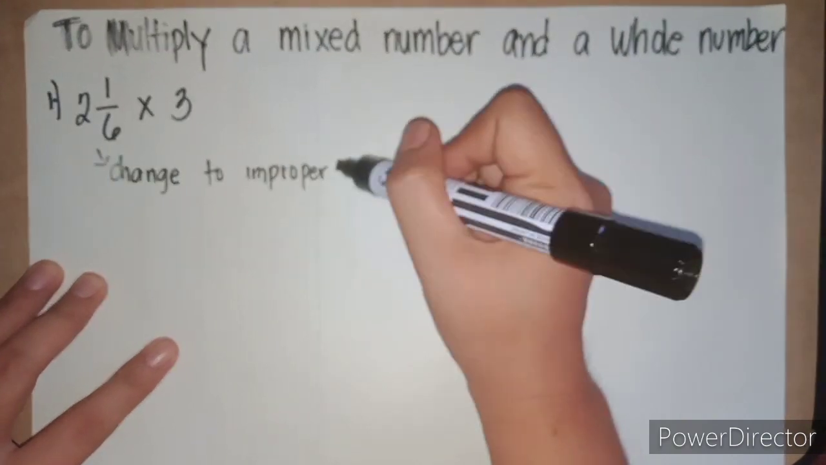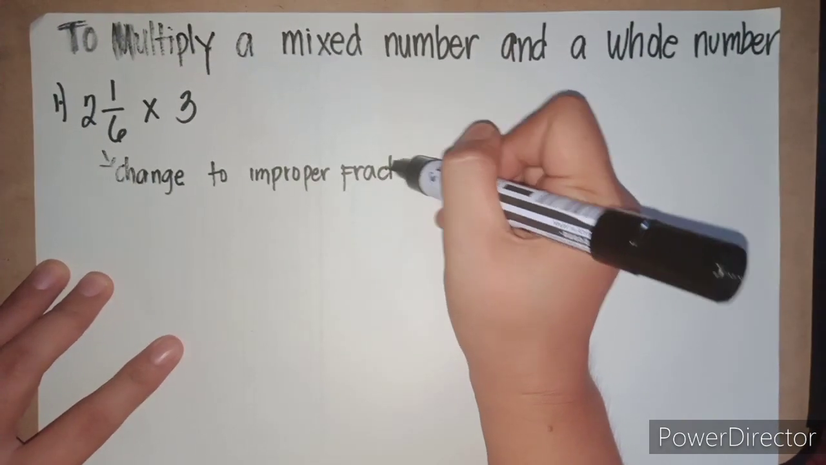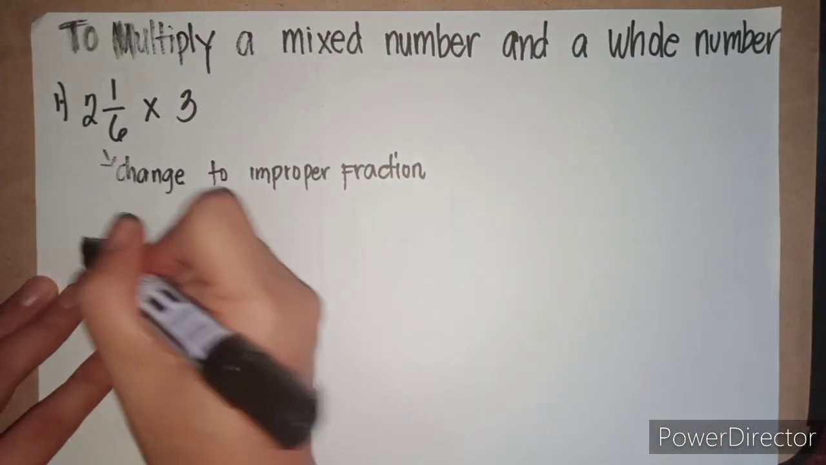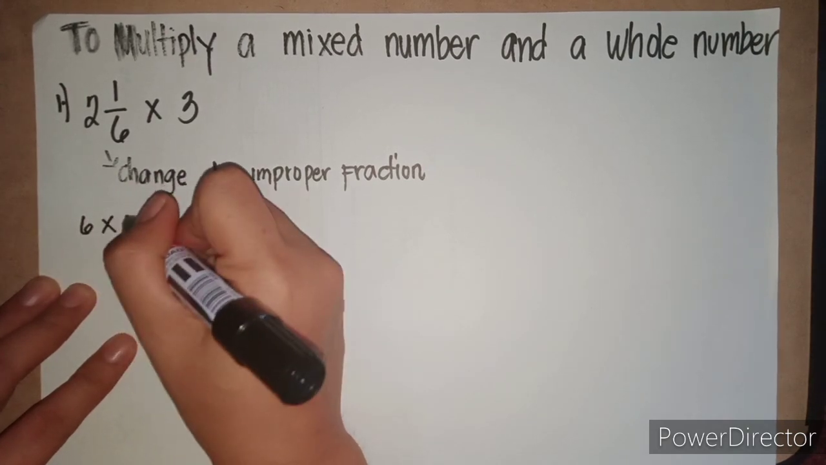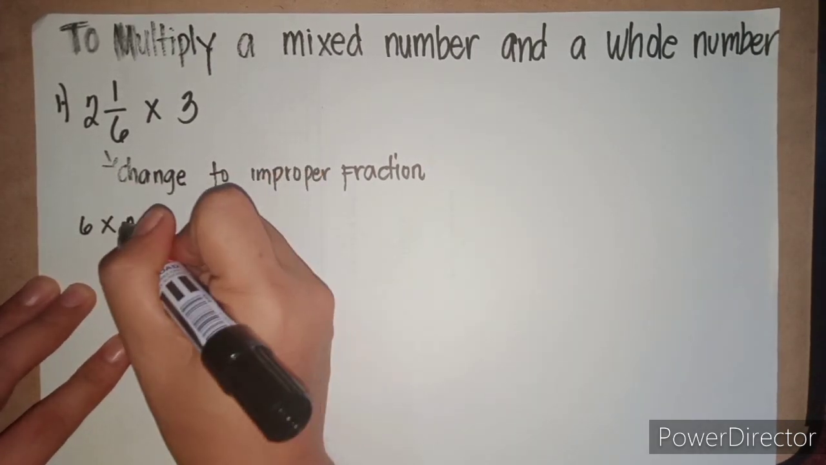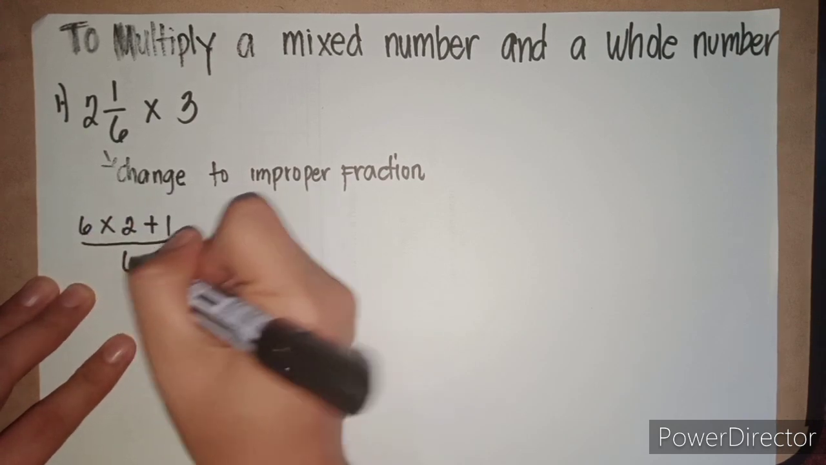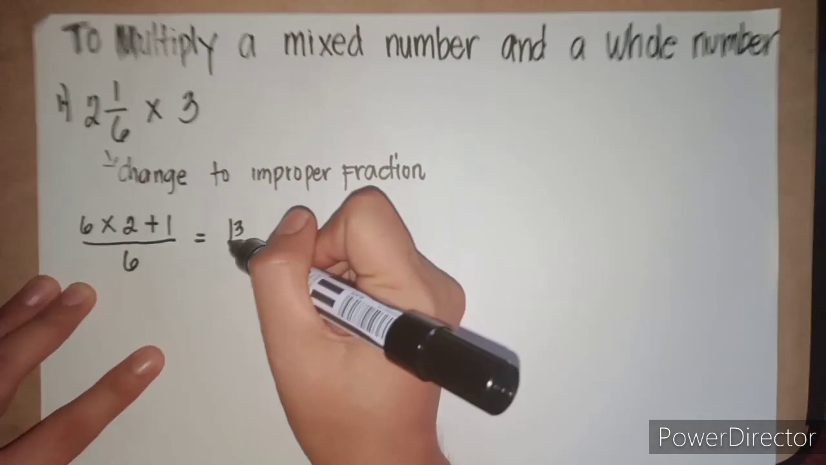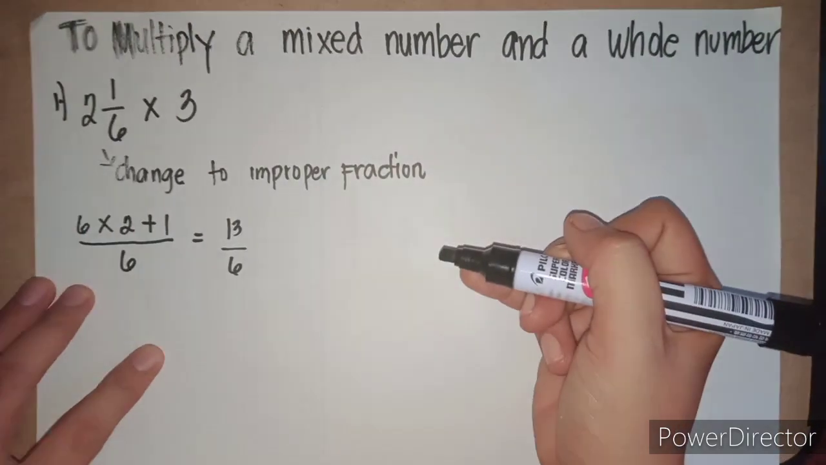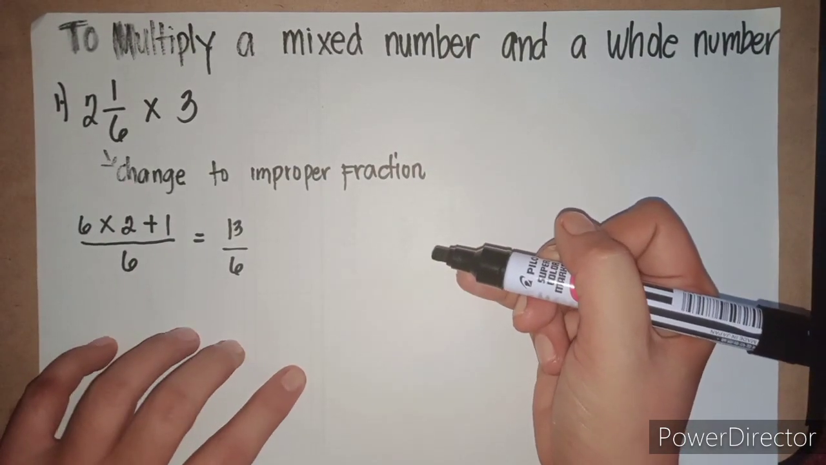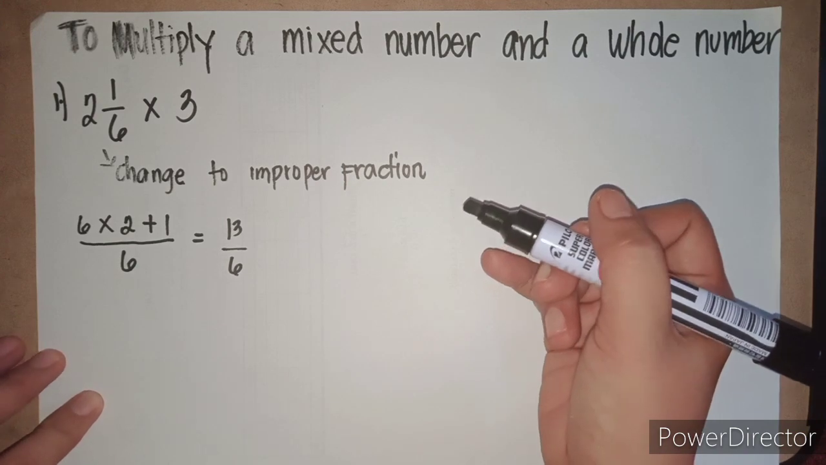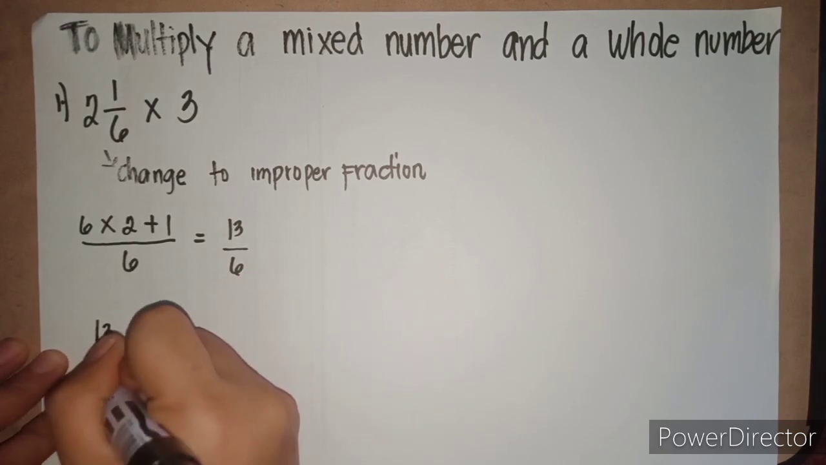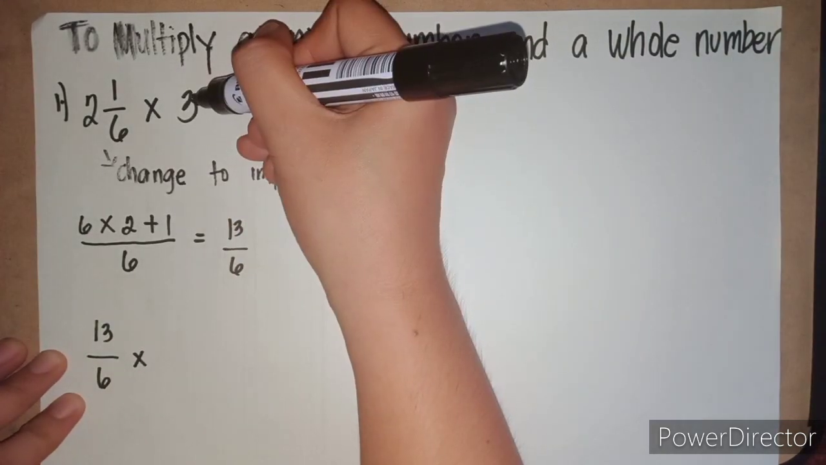Okay, so to change 2 and 1/6 to an improper fraction, we're going to follow this format. First, we multiply 6 times 2 plus the numerator 1, all over the denominator 6. Okay, 6 times 2 is 12, plus 1 is 13 over 6. And then the next step is to multiply 13 over 6 and 3. So we have now 13 over 6 times the whole number 3.